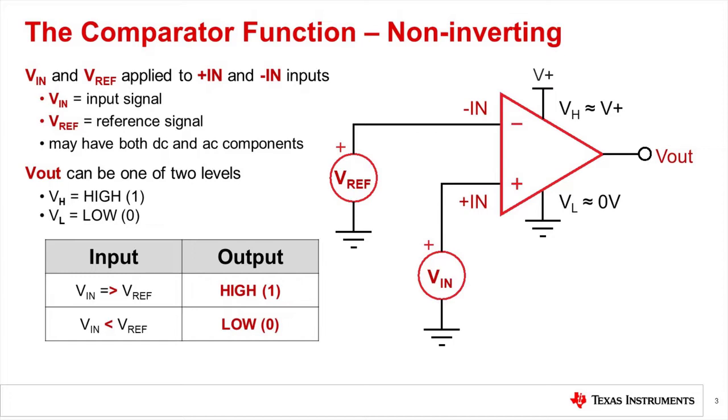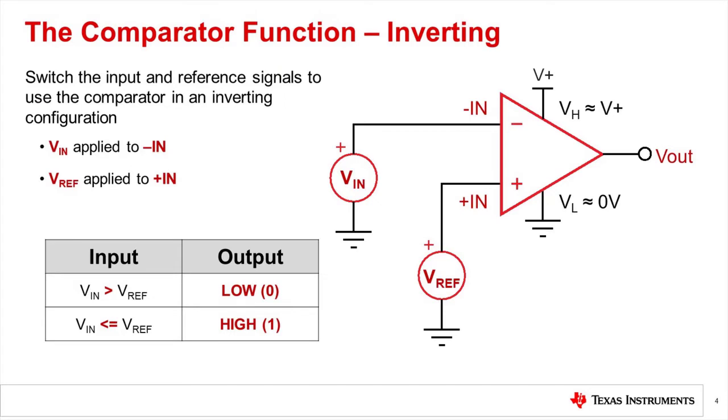And the comparator shown on this slide is configured for a non-inverting operation. And so if Vin is greater than your Vref, then the output will go high. And if Vin is less than Vref, then the output will go low.